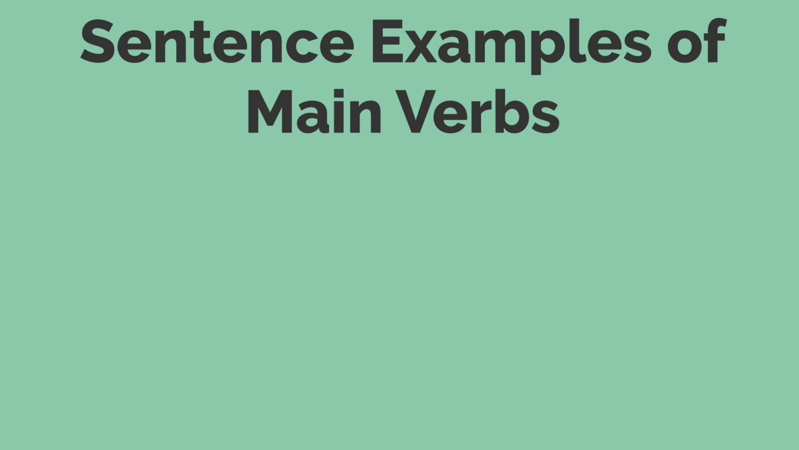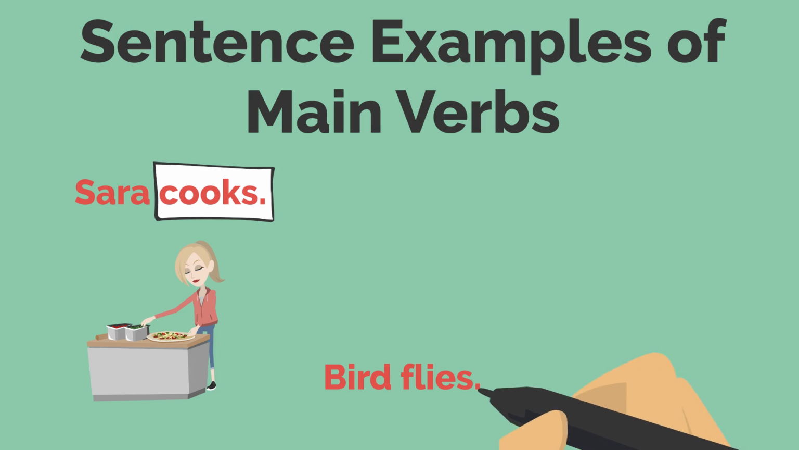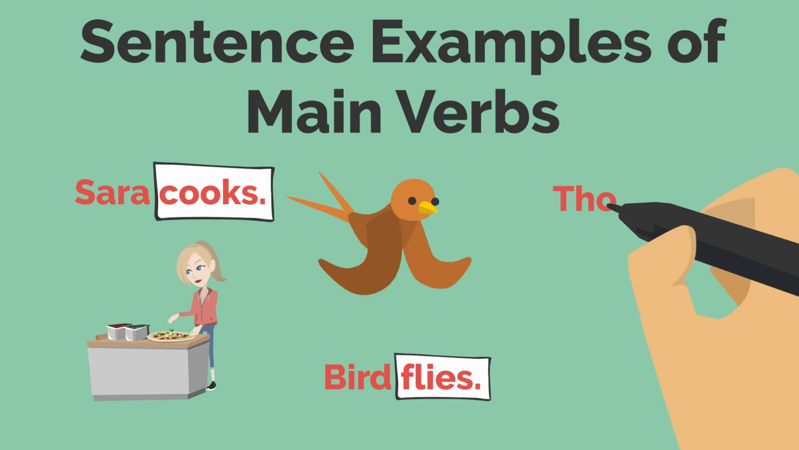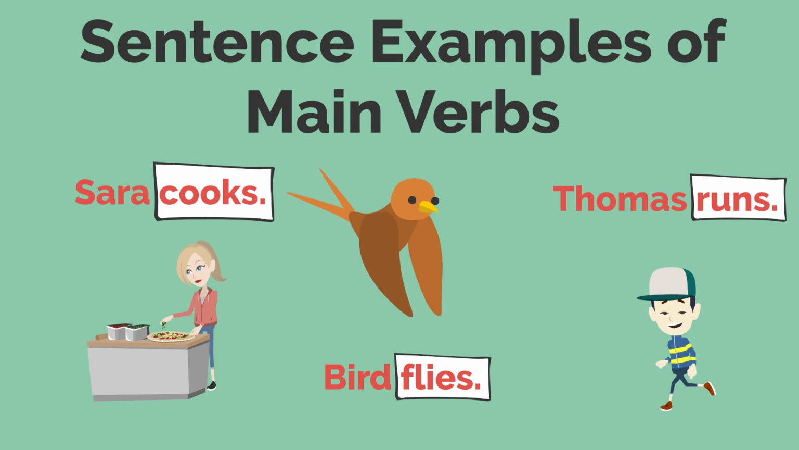Let's look at some sentence examples of the main verbs. Sarah cooks. In this sentence, the main activity of Sarah is cooking. So cooks is the main verb. Bird flies. Here the main activity of the bird is flying. And it is the main verb of the sentence. Thomas runs. What is the main activity of Thomas? It is running. So runs is the main verb in this sentence.